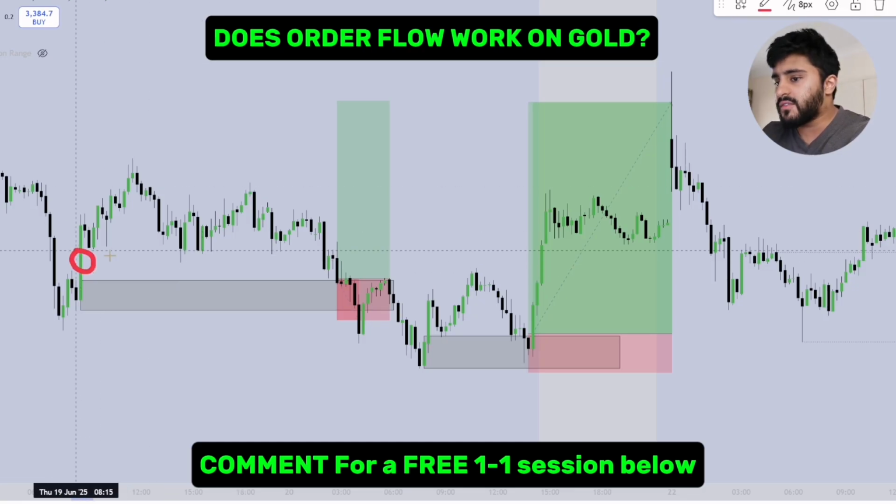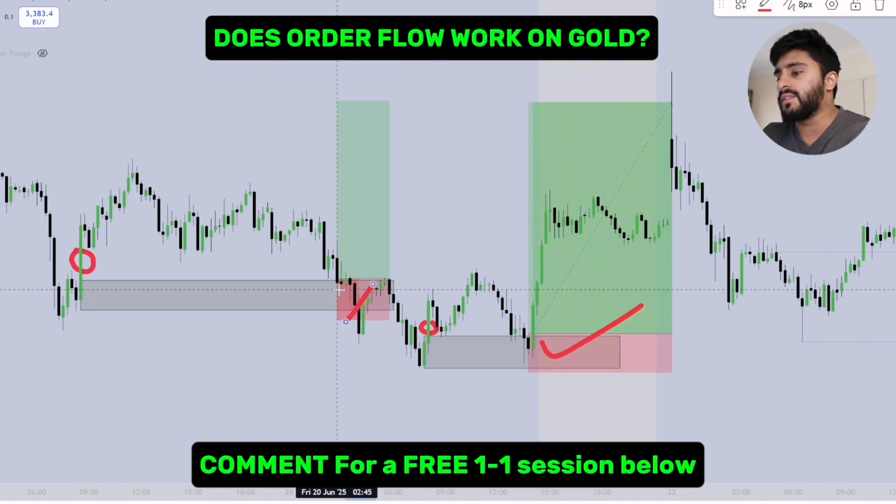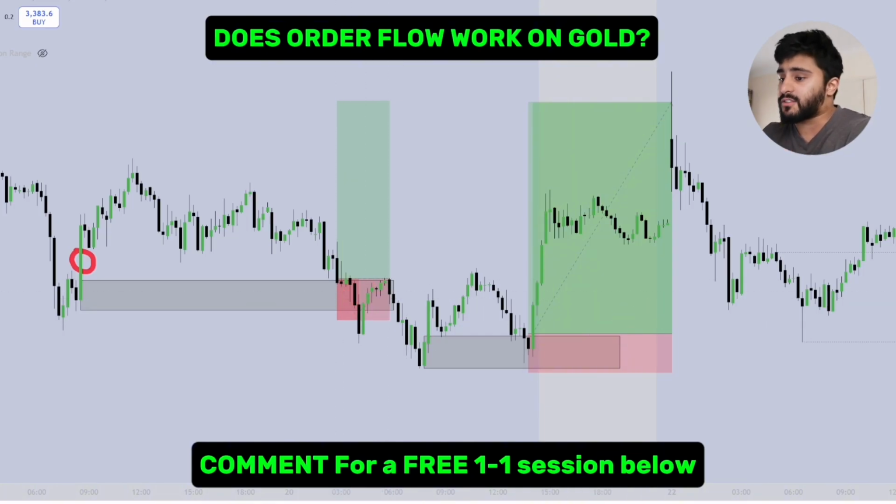What you can see is a fair value gap here, and you can also see a fair value gap here. So why did this fair value gap hold and this fair value gap did not hold? In this video, we're going to be answering that exact question.